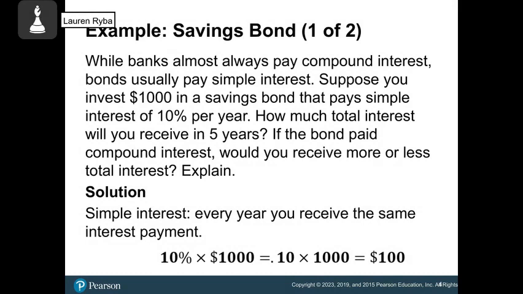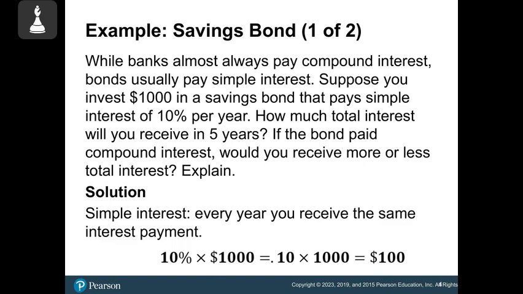Most banks pay in compound interest, but there is a thing called a savings bond, which pays in simple interest. So let's say you invest $1,000 in a savings bond that is going to pay simple interest of 10% per year. How much total interest will you receive in 5 years? Well, if the bond was then paid with compound interest, would you receive more or less? And let's explain. So first example here is simple interest.